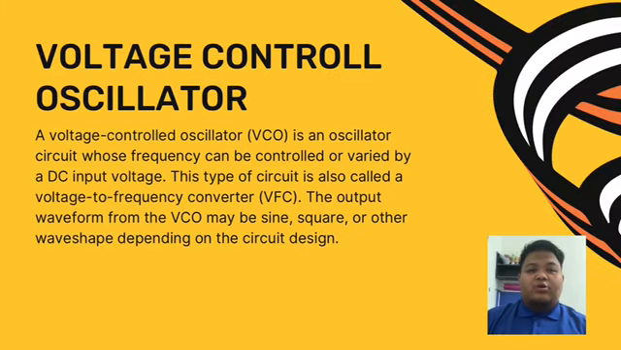A voltage control oscillator, VCO, is an oscillator circuit whose frequency can be controlled or varied by a DC input voltage. This type of circuit is also called a voltage-to-frequency converter (VFC). The output waveform from the VCO may be sine, square, or other wave shape, depending on the circuit design.